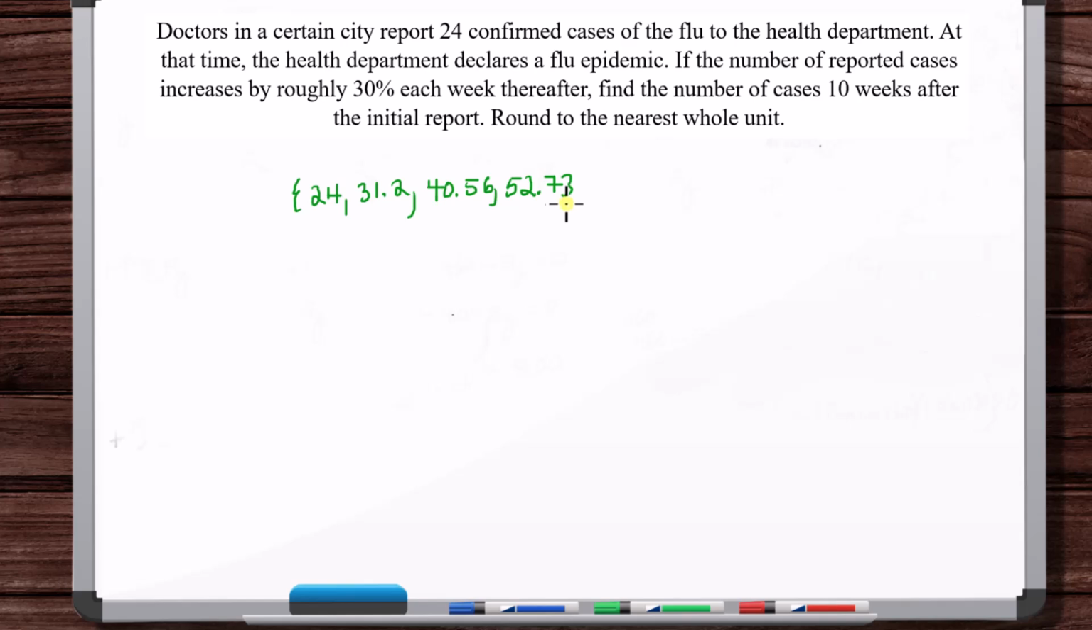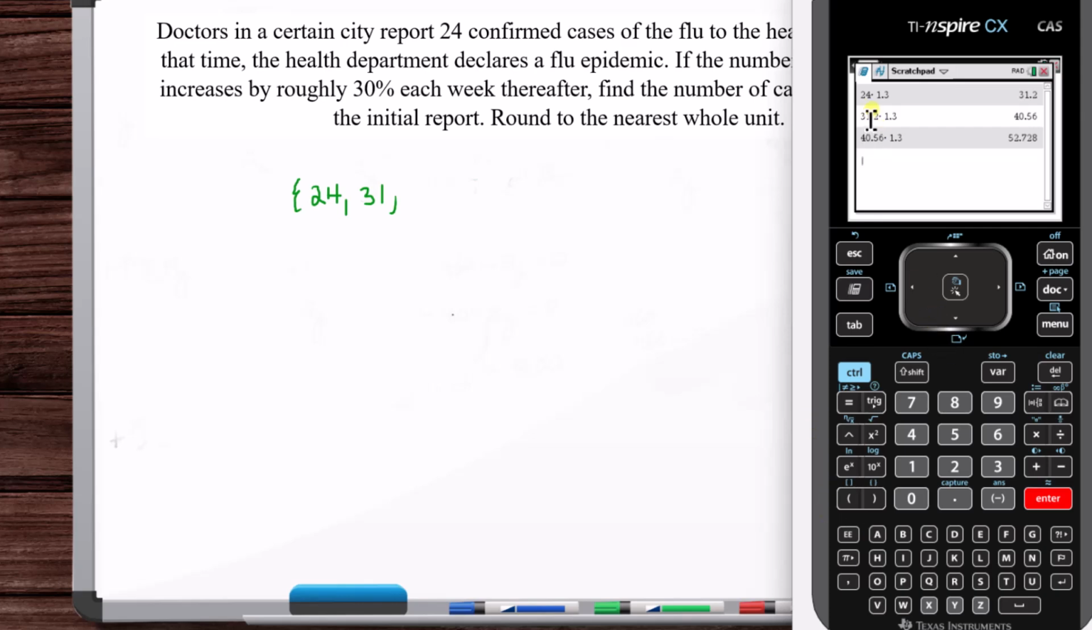Or maybe we should round it. I mean, how do you have 40.56 cases of the flu? What you should do is report, okay, so this is 31. But whenever you're doing your multiplication, don't do 24 times 1.3, so 31. But then whenever you multiply it again, leave the 31.2, right? You see, don't do 31 times 1.3.